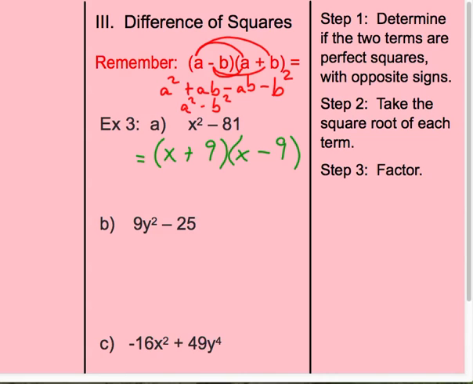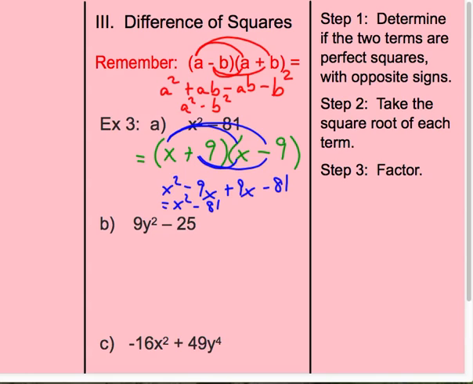And again, to check our answer and make sure it matches where we came from, x times x is x squared, x times negative 9, 9 times x, and 9 times negative 9. Combining like terms, the negative 9x and positive 9x cancel, leaving us with x squared minus 81.